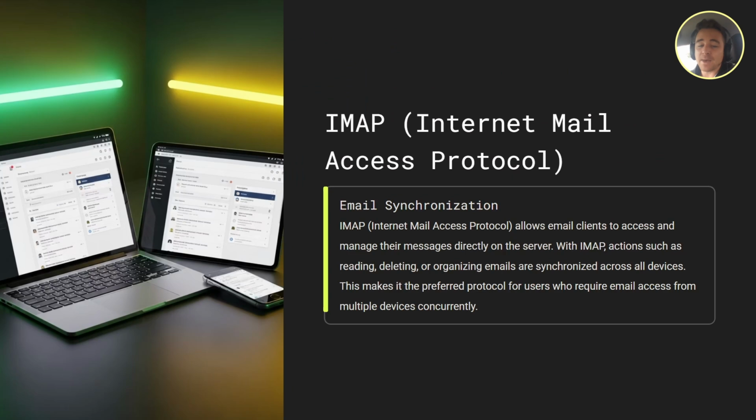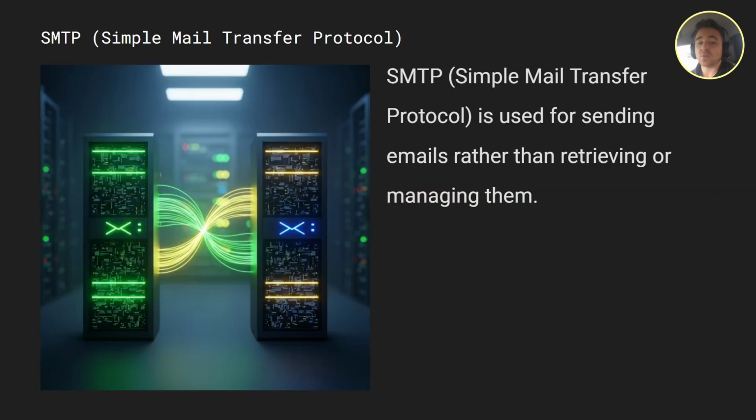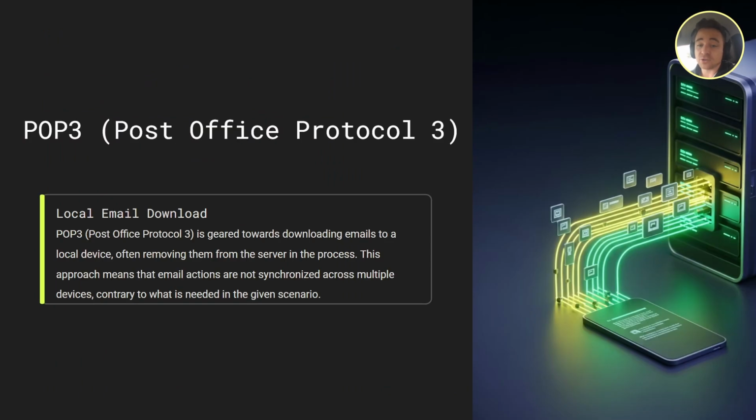So we use IMAP to retrieve and keep it synchronized. We use SMTP to send them. We use POP3 to retrieve them and have no synchronization.